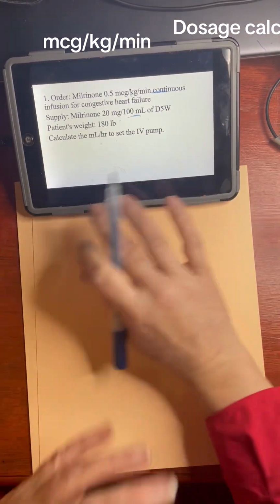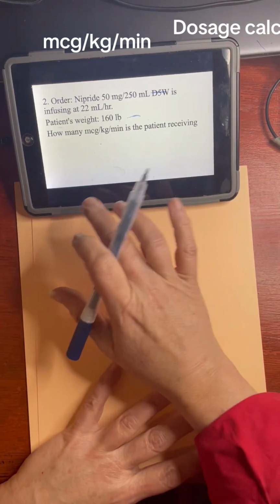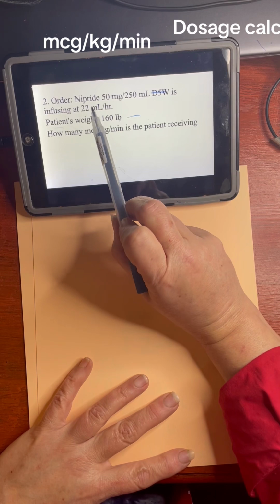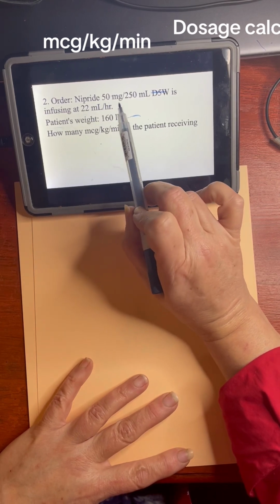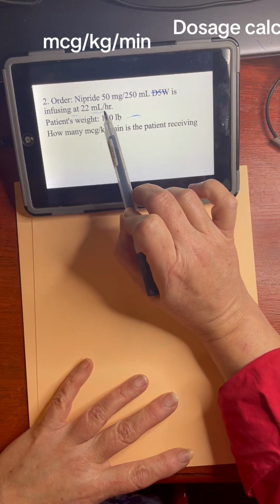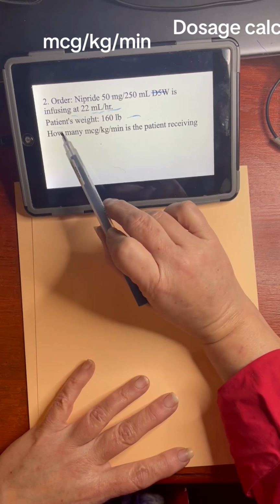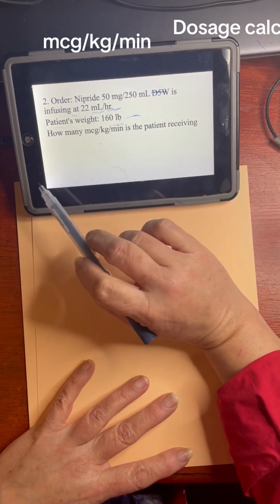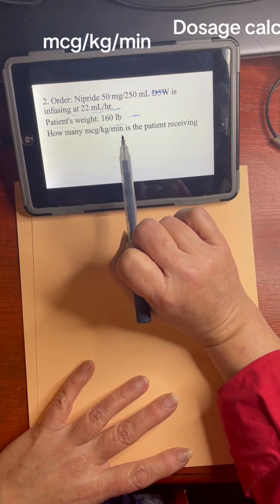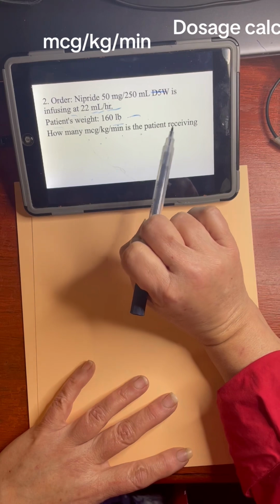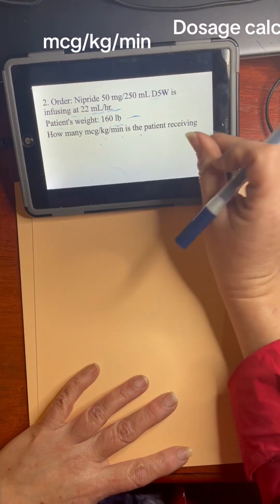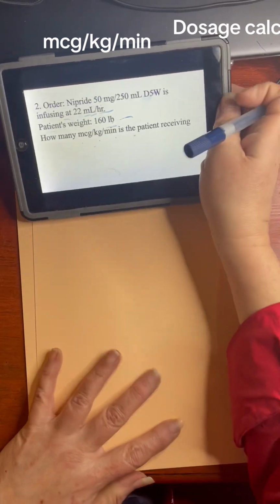She didn't send me the answers, so I just worked it. This one says Nipride, 50 milligrams in 250 milliliters, is infusing at 22 milliliters an hour, and Homer weighs 160 pounds. How many micrograms per kilogram per minute is the patient receiving? I don't want you to read this and feel like you've got to quit nursing school.